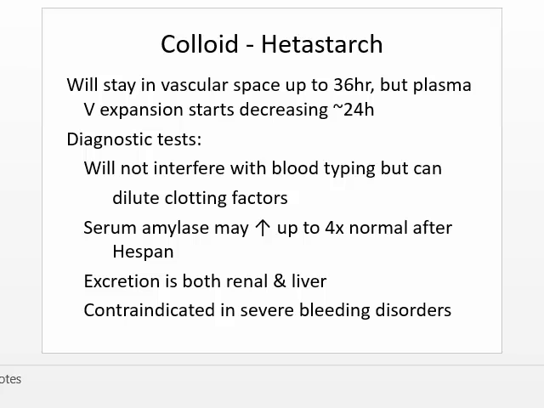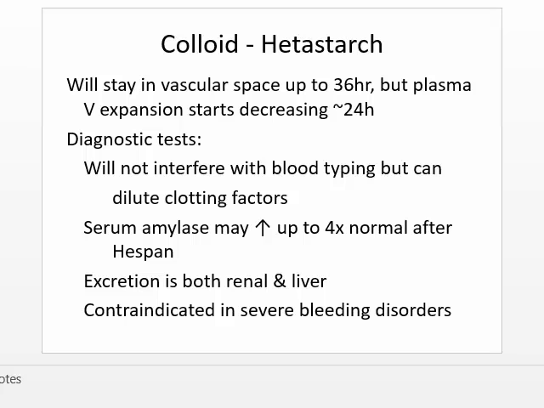Hetastarch will stay in the vascular system for up to 36 hours, but the plasma volume expansion will start decreasing after 24 hours. So diagnostic tests will not interfere with blood typing, but it can dilute clotting factors. The serum amylase may be increased up to 4 times normal after Hespan has been administered, so you can expect when you're looking at your labs for the next 24 to 48 hours to have an increase in serum amylase, but you should be able to see that decreasing over time as the body eliminates the Hetastarch.